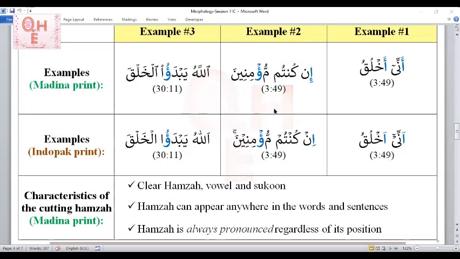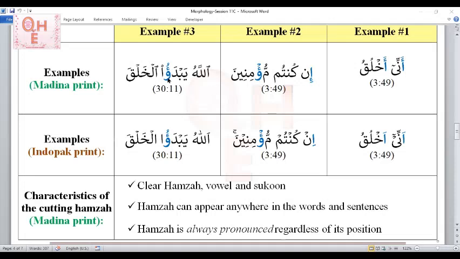These blue characters are the cutting Hamza. What do we see? We see clear Hamza, clear vowel, clear sukun. Clearly you can see Hamza, you can see vowels, you can see sukun. Also we see the Hamza can appear anywhere in words and sentences. You can see Hamza over here appears at the beginning, middle, and also at the end.